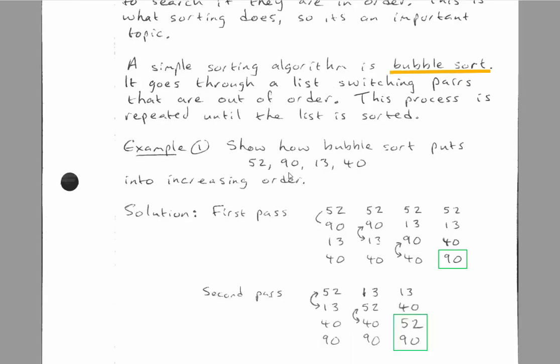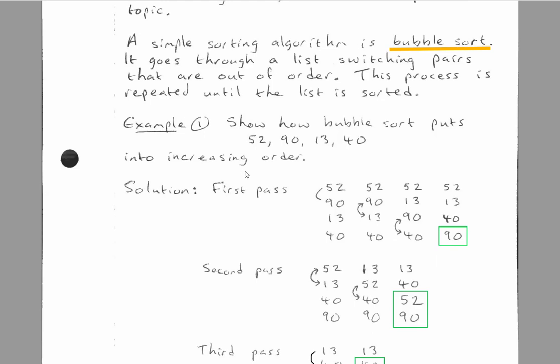So let's see how it works with a short list, just these four numbers. Okay, so we want to sort these. That means putting them into increasing order. So we want it to go from smallest to biggest. So let's write the list vertically instead of across. Okay, so we have 52, 90, 13, and 40.